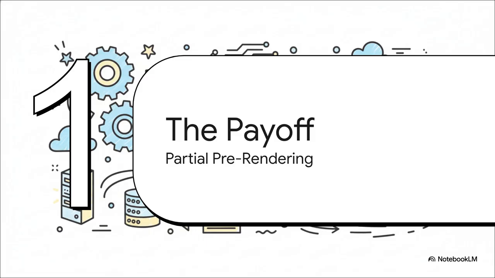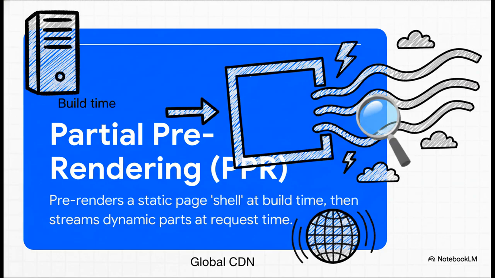So, what happens when we put all of these pieces together? The instant loading skeletons, the granular streaming, the isolated error handling, these aren't just a random collection of features. They're actually the building blocks for a completely new, and honestly, revolutionary way of rendering web pages. It's called partial pre-rendering, or PPR, and it is a total game changer.